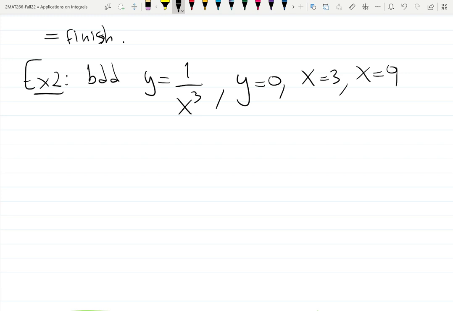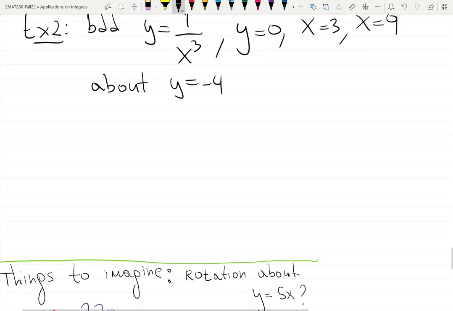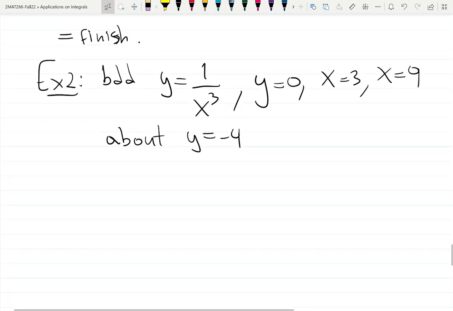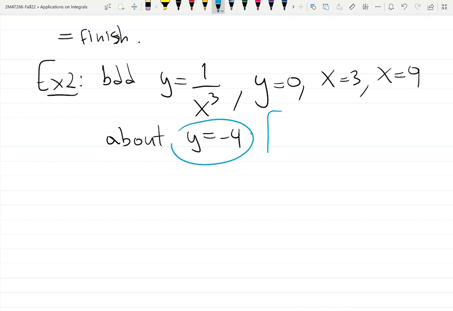That's your previous chapter, 7.1. But the moment we put about what, that makes it not the area anymore. So about y equals minus 4. That's the volume. So find the volume. Immediately I recognize that if I'm rotating about y equals minus 4, I make a note. It's parallel to what? Which axis?